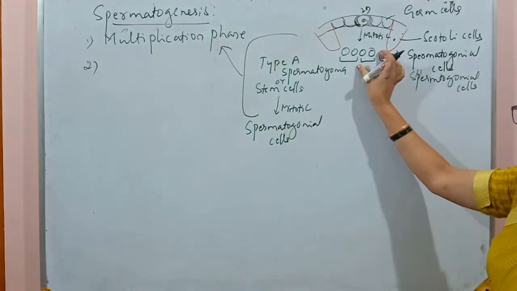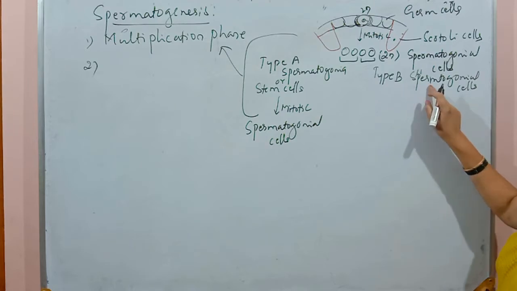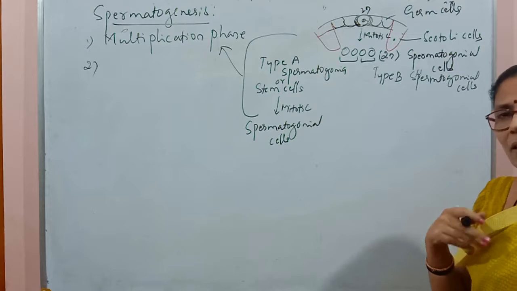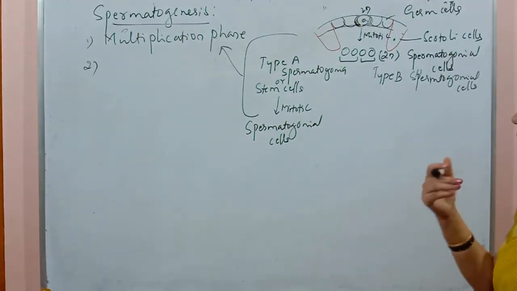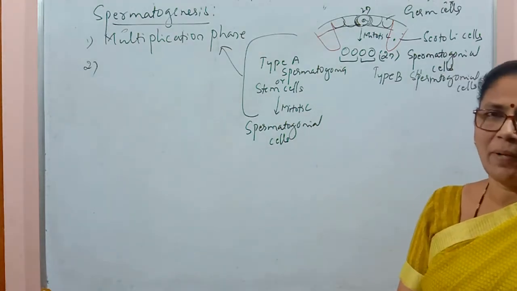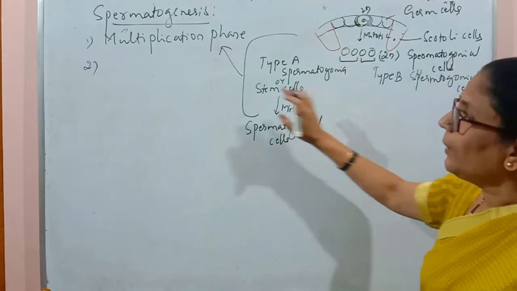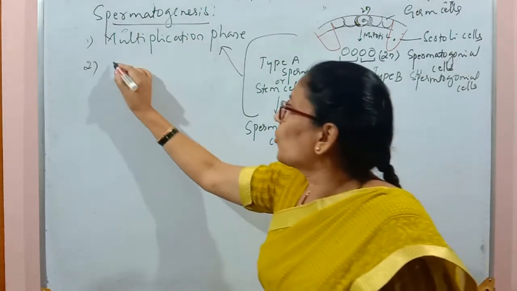Another group of spermatogonial cells are called type B spermatogonial cells, and these undergo the second and third stages of spermatogenesis, and they are responsible for the formation of spermatids and later sperms. This whole process we call the multiplication phase. The second phase is called the growth phase.